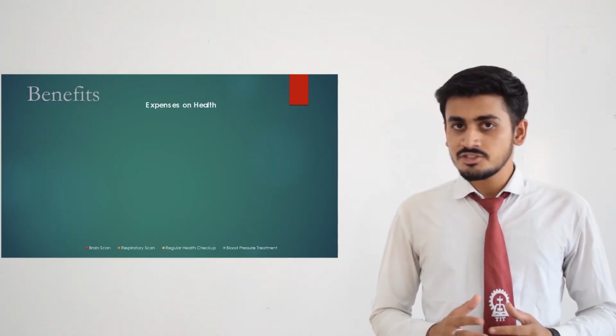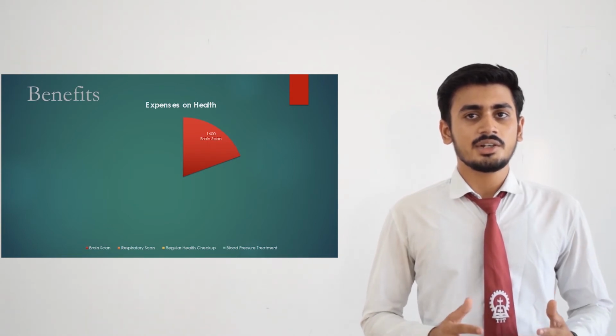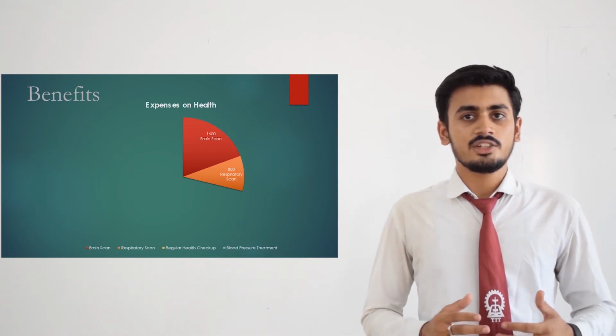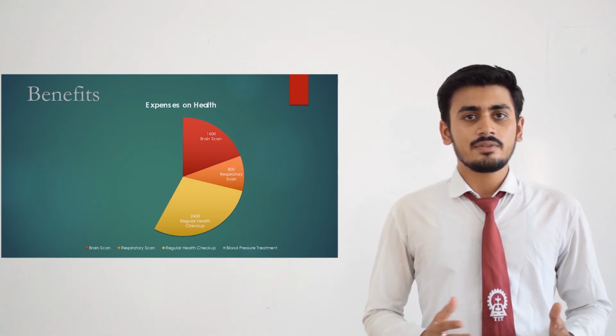Now moving on the benefits. Every time when you go for brain scan, it costs 1600 rupees, the respiratory scan costs 800 rupees. The average cost of regular health checkup is 2400. This can vary according to the city where you live. So we have taken the average.